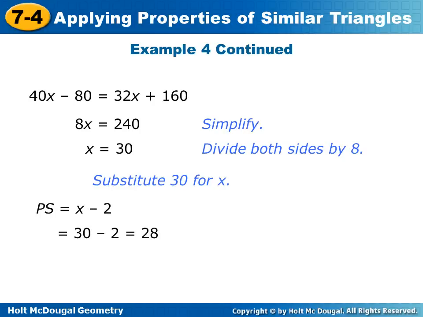Now we have to plug 30 in to find what PS is. So 30 minus 2 is 28, and then we plug in for SR to get 30 plus 5 is 35. So PS is equal to 28, SR is equal to 35.